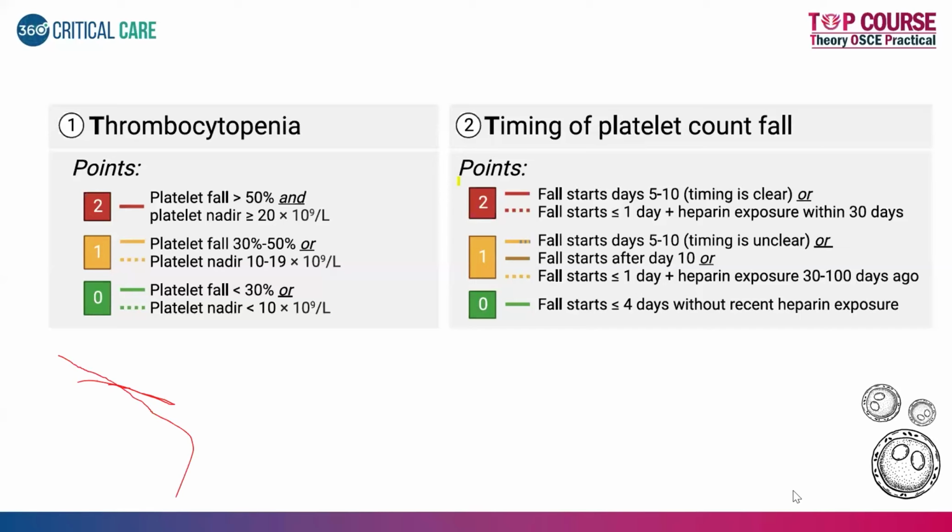Coming to the second component of the 4T score, that is the timing. Always remember the fall, especially when we are suspecting HITT, is usually between the 5th to 10th day. If the patient has developed thrombocytopenia after 5 days of exposure to heparin, then you can score this patient as 2. Or else, if the patient has a sudden drop on admission itself, please look into history of exposure to heparin within the last 30 days. Even in such cases, this patient can develop heparin-induced thrombocytopenia and thrombosis. Most of the time we try to omit this part. Always look into it.